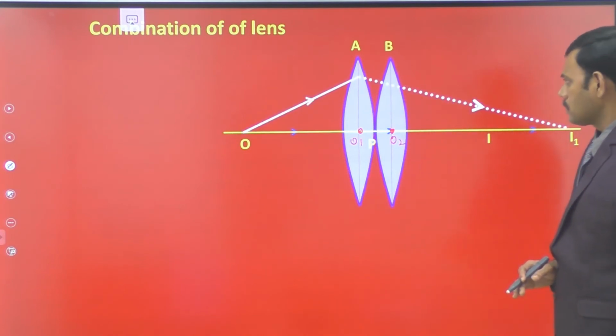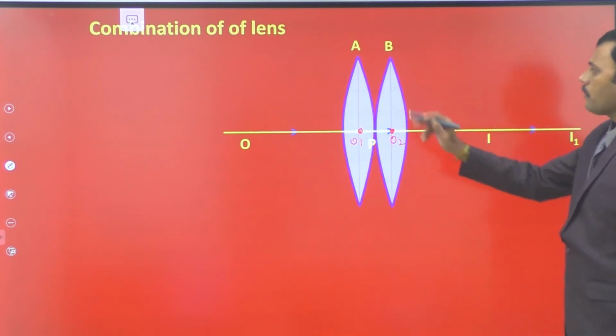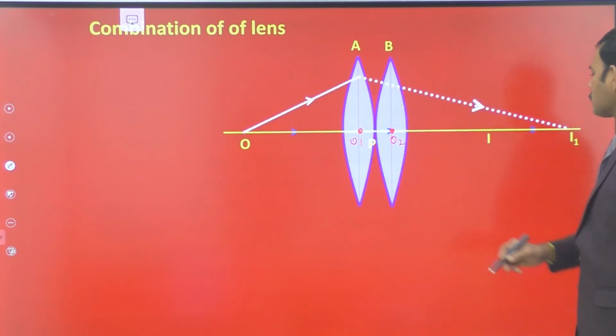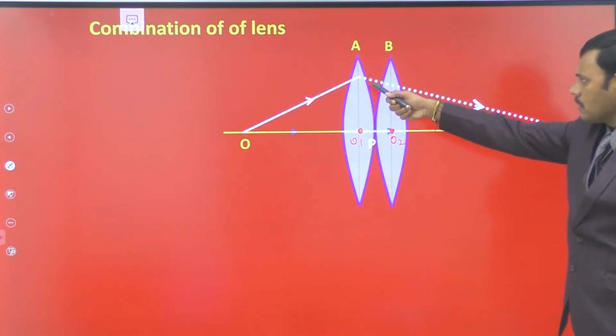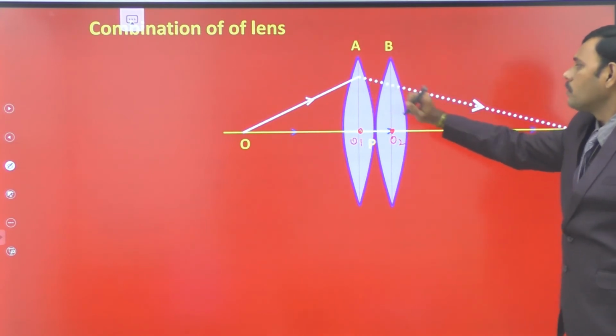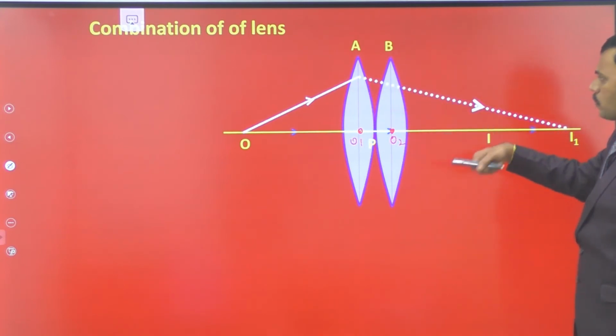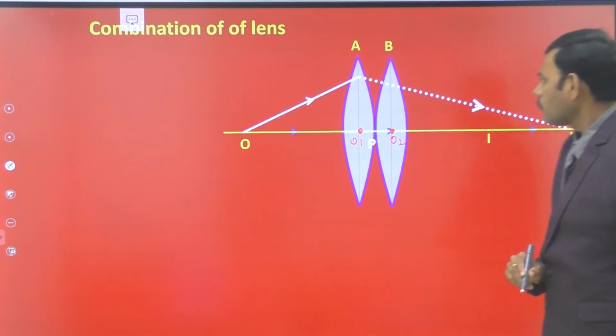Let O be the object. See students, we kept the point object at O, and the light ray undergoes refraction through the first lens as well as the second lens. After the first refraction, it forms an image. That image is the virtual object for the second lens. The virtual object undergoes refraction through the second lens. Ultimately, it forms the final image.